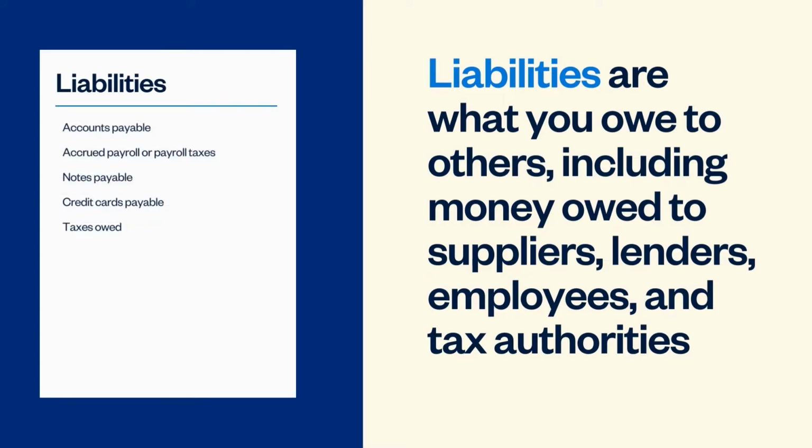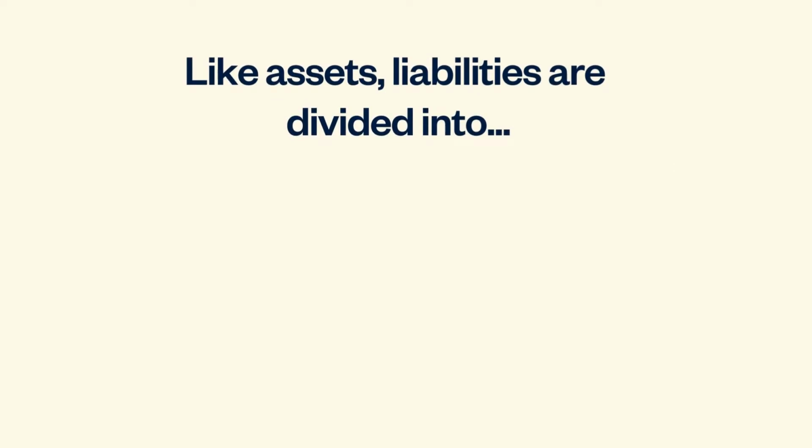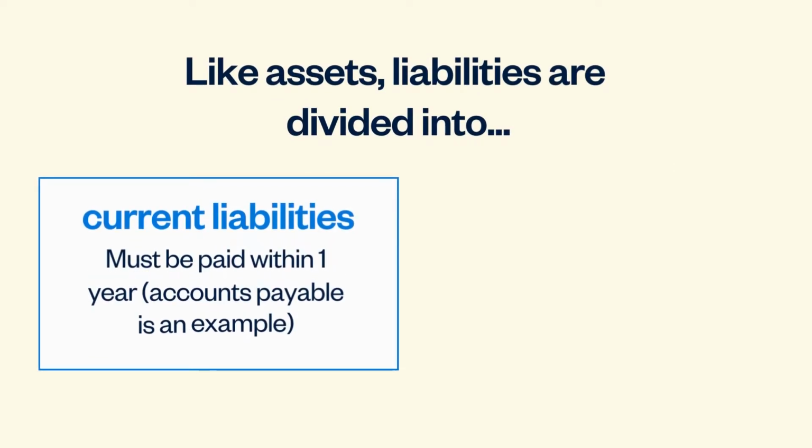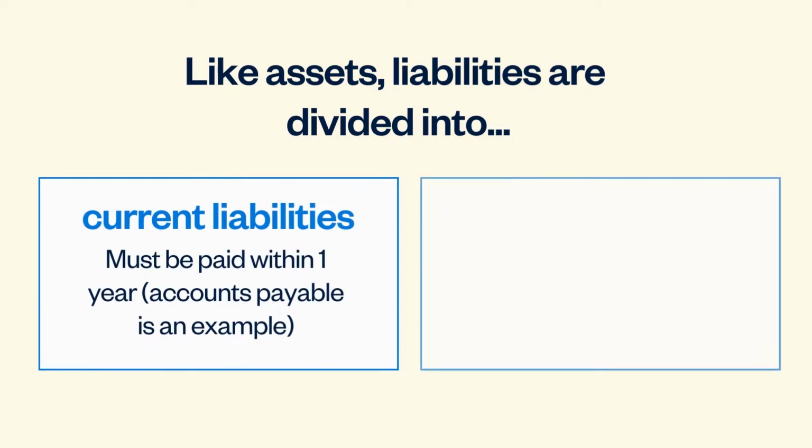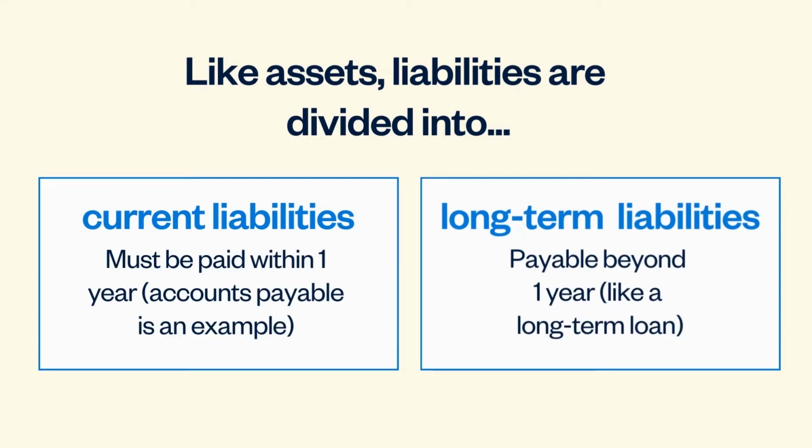Accounts payable, credit card debt, and tax payments are all liabilities. Like assets, liabilities are divided into current liabilities, which must be paid within 1 year, for example, accounts payable, and long-term liabilities. These are payable beyond 1 year. A typical bank loan would be an example of a long-term liability.